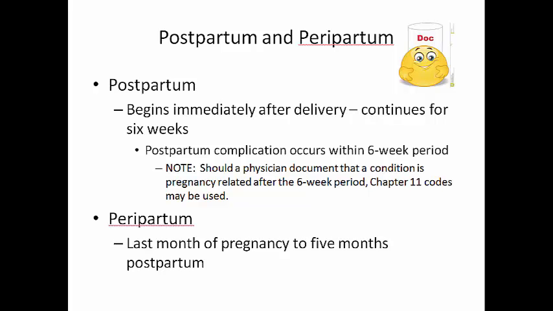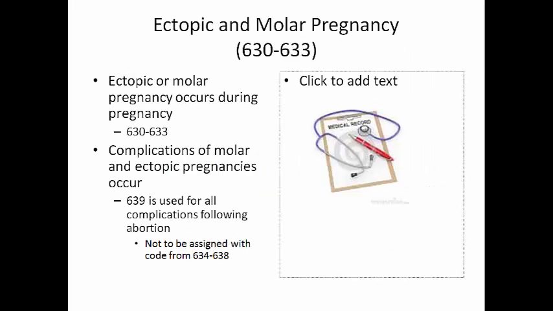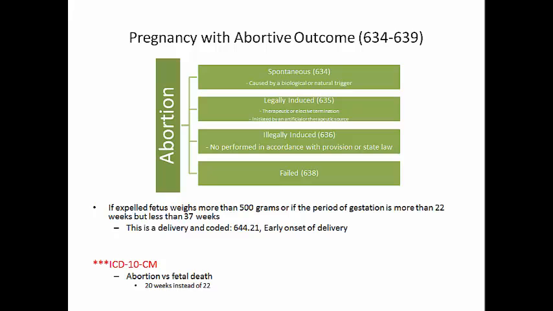So ectopic and molar pregnancy is classified to category 630 to 633, and the complications of a molar or ectopic pregnancy, 639, is used for all those complications following abortion, and this is not to be assigned with the 634 to 638 category. So pregnancy with abortive outcome. You have abortion, and here's our classifications.